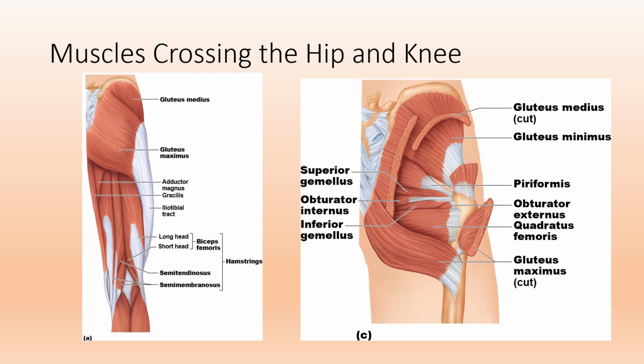In the right image now, we have cut away a bunch of things. So try to orient yourself. Figure out what's there, what's missing. We have cut the gluteus maximus. We have cut the gluteus medius to expose the deeper muscles like gluteus minimus, as well as piriformis.